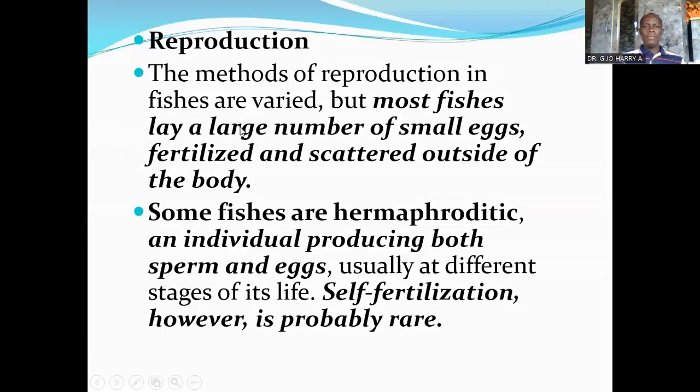The reproduction in fish. The methods of reproduction in fishes are varied, but most fishes lay a large number of small eggs fertilized and scattered outside of the body. That's to carry out external fertilization. Some fishes are hermaphroditic, and a hermaphroditic fish basically refers to a fish that produces both sperm and eggs, usually at different stages in its life. Self-fertilization, however, is probably rare in the fishes.